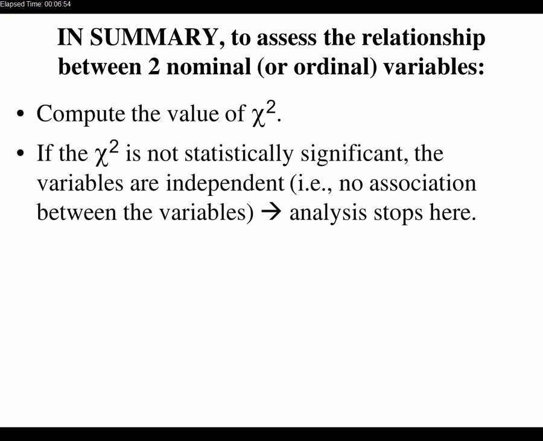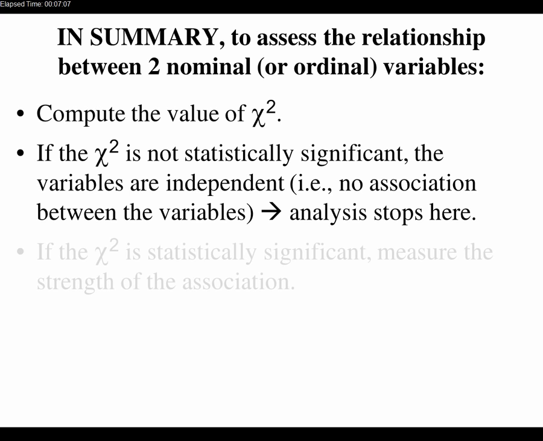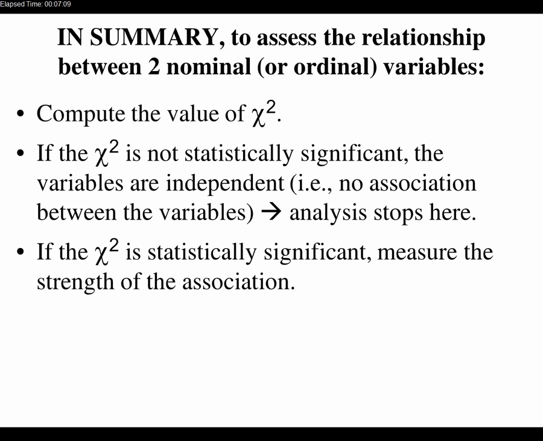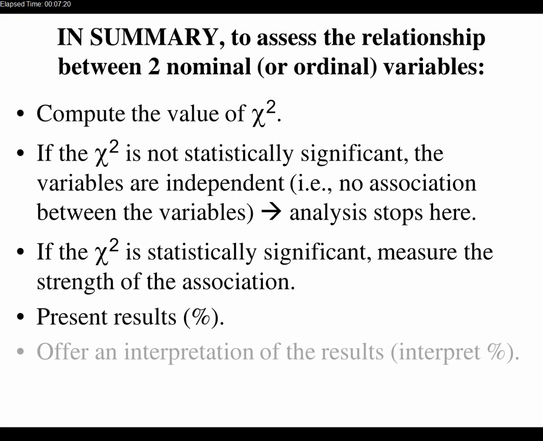In summary, to assess the relationship between two nominal or ordinal variables, we're going to compute the value of chi-square. If the chi-square is not statistically significant, the variables are independent. Okay, that is, there's no association between them, and the analysis just stops. If, on the other hand, chi-square is statistically significant, you measure the strength of the association, and you present the results in percentages, and you offer an interpretation of the results.